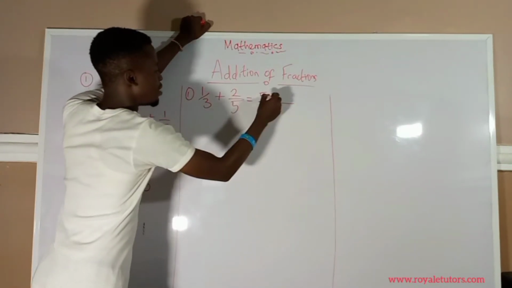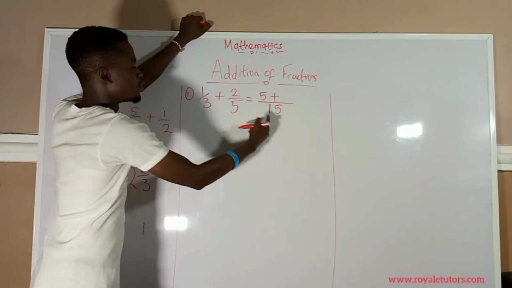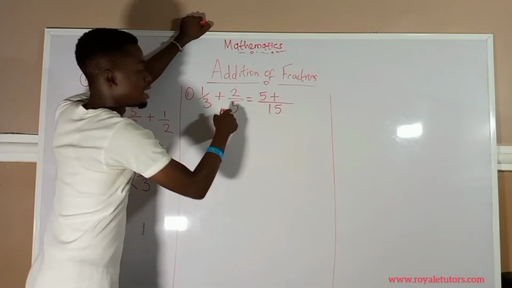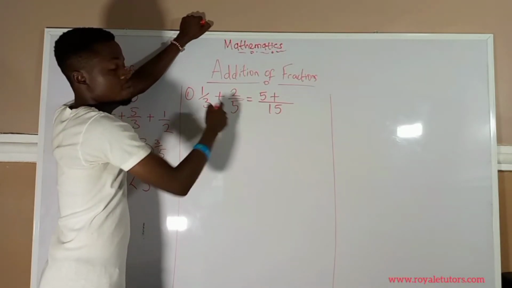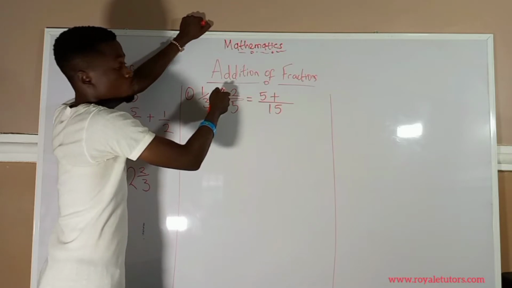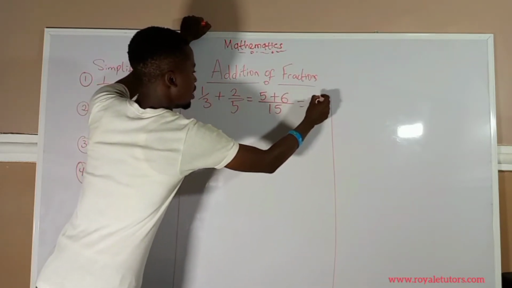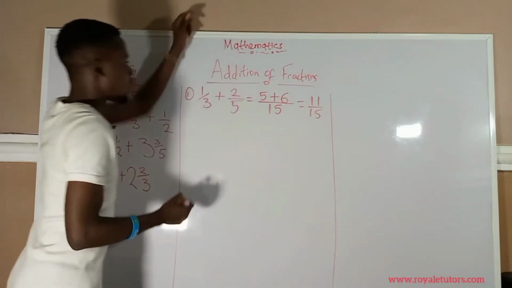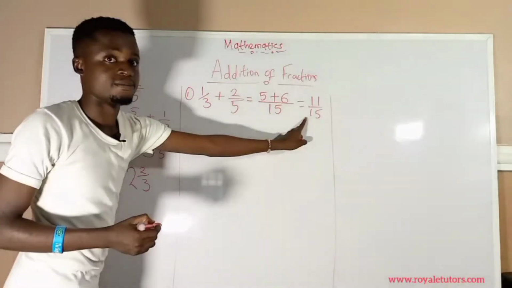Then the sign you have there. You go ahead again for the second fraction. You divide the LCM by the denominator. That's 15 divided by 5. 15 divided by 5 is 3. So you multiply 3 by what you have at the numerator, 3 by 2. That will give us 6. So you add these two numbers, it gives us 11 over 15. So if you add 1 over 3 and 2 over 5, you get 11 over 15.